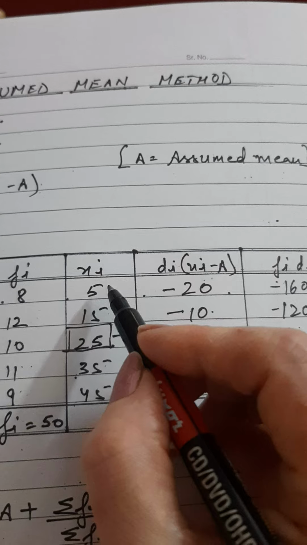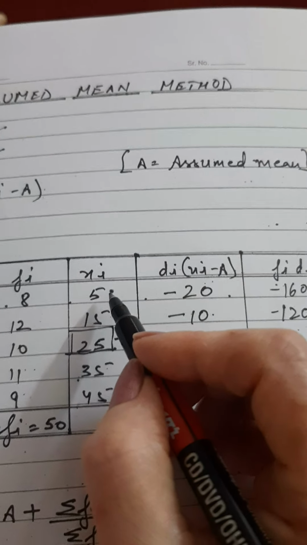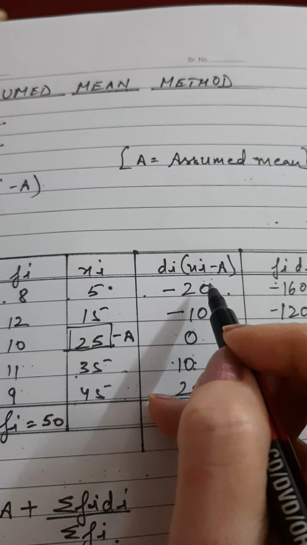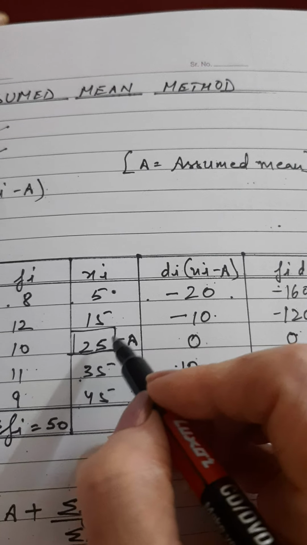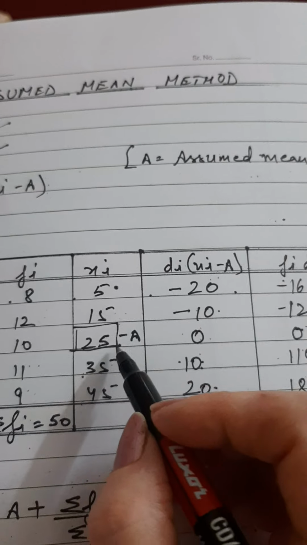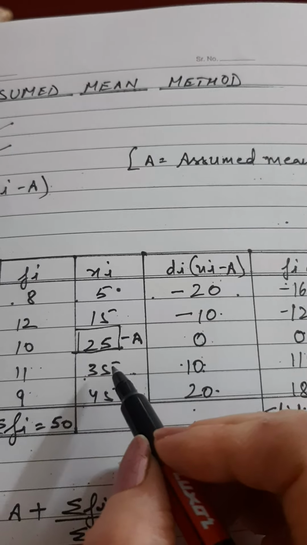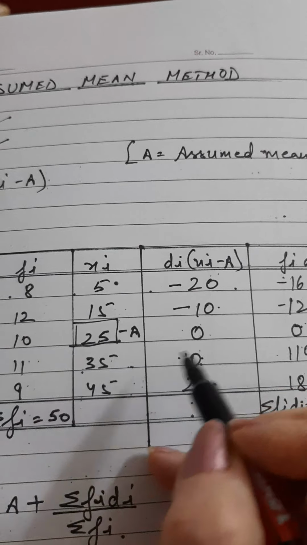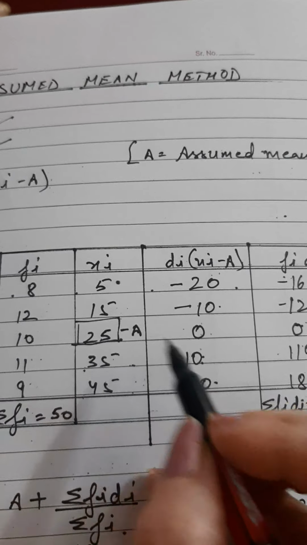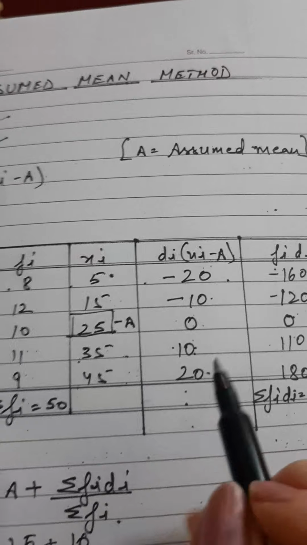So xi is 5. So how do we get this minus 20? 5 minus 25 is minus 20. 15 minus 25 is minus 10. 25 minus 25 is 0. 35 minus 25 is 10. And 45 minus 25 is 20. This way we get this.